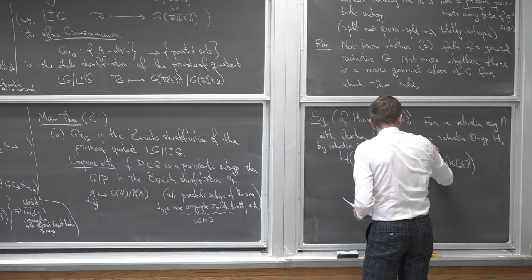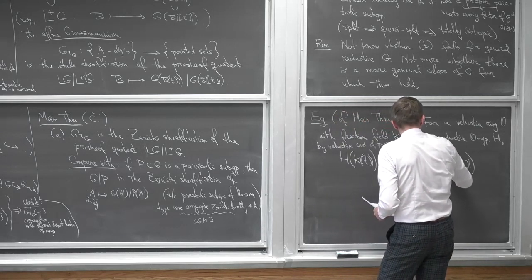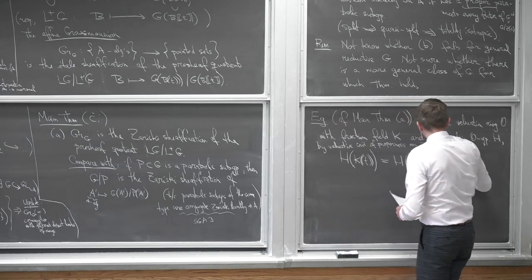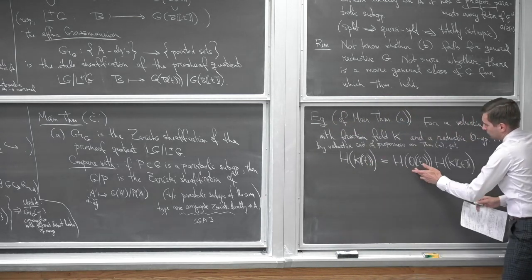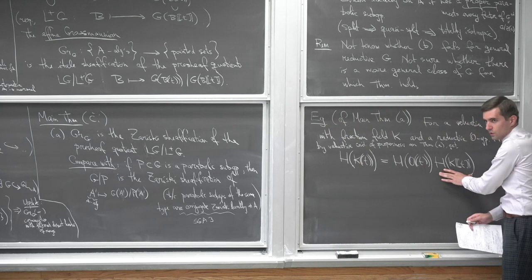And this main theorem part A, we get this decomposition. Every K point is an O point after the ambiguity.